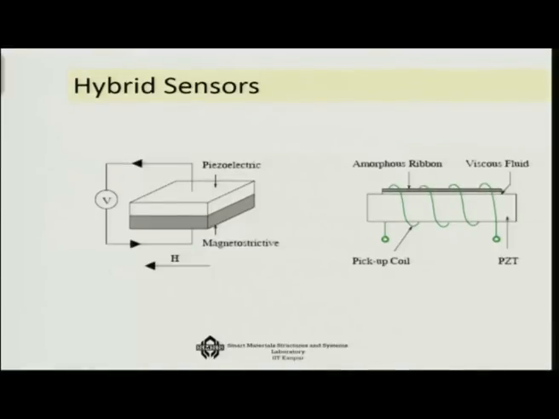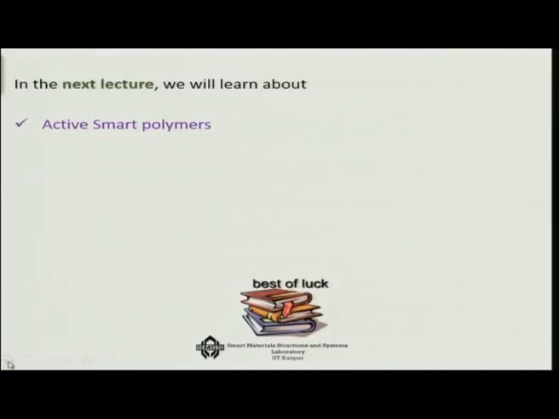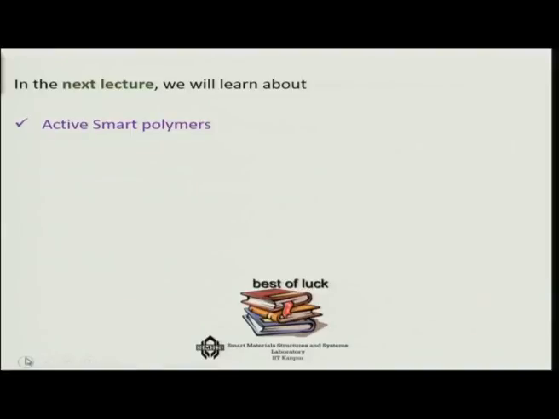So this is where we will close these discussions on magnetostrictive material. The references that you can use are Anjanappa's papers on magnetostrictive particulate composites, Dapino's paper on magnetostrictive sensors, and also Carman and McKnight's paper on oriented Terfenol-D composites. In the next lecture, I will talk about active smart polymers. Thank you.